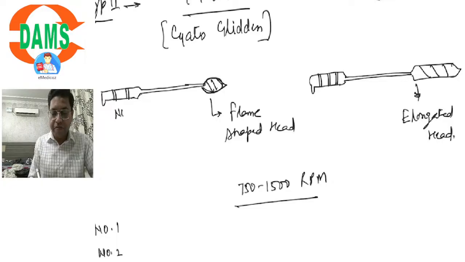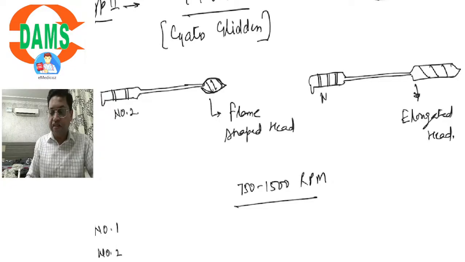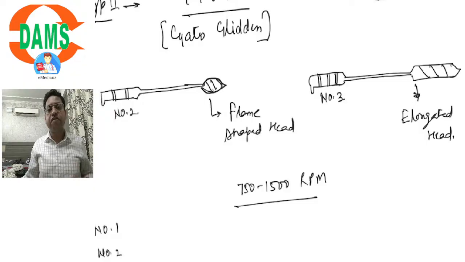So this is a number 2 GG drill. This is a number 3 piezo reamer. We can easily identify them, they are complete stainless steel instruments. No color coding is there. So how do we identify these instruments? What size is the instrument? By the number of rings engraved on the shank of the instrument.